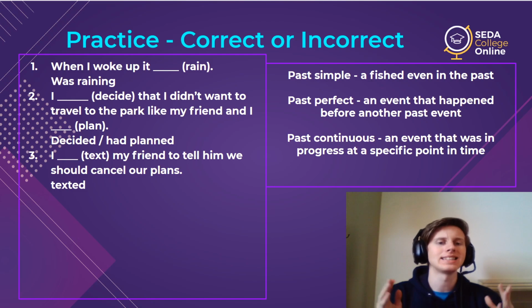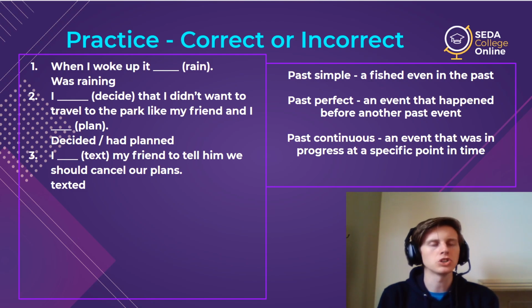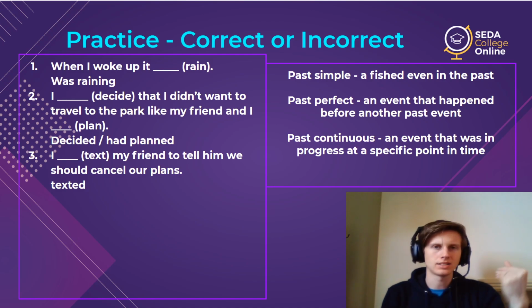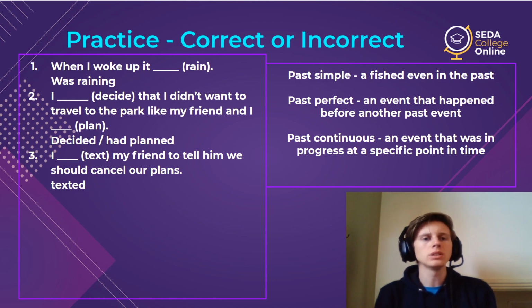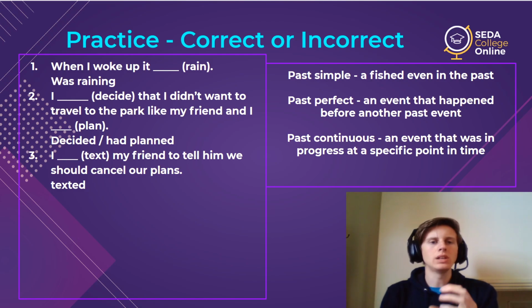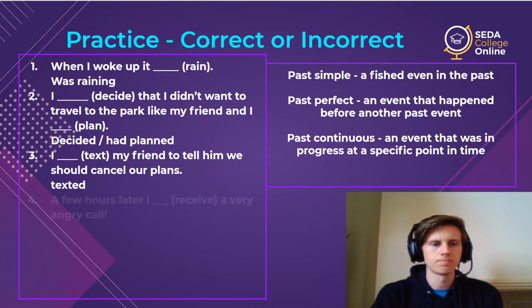Simple past. I texted my friend to tell him we should cancel our plans. So, again, just next action in the story. We're always going to represent the next action, the next part of the story, which is the simple past, nothing too complex, just action, action, action, simple past, simple past, simple past. It's only when I'm describing in relation to one of them do I need these special verb tenses.